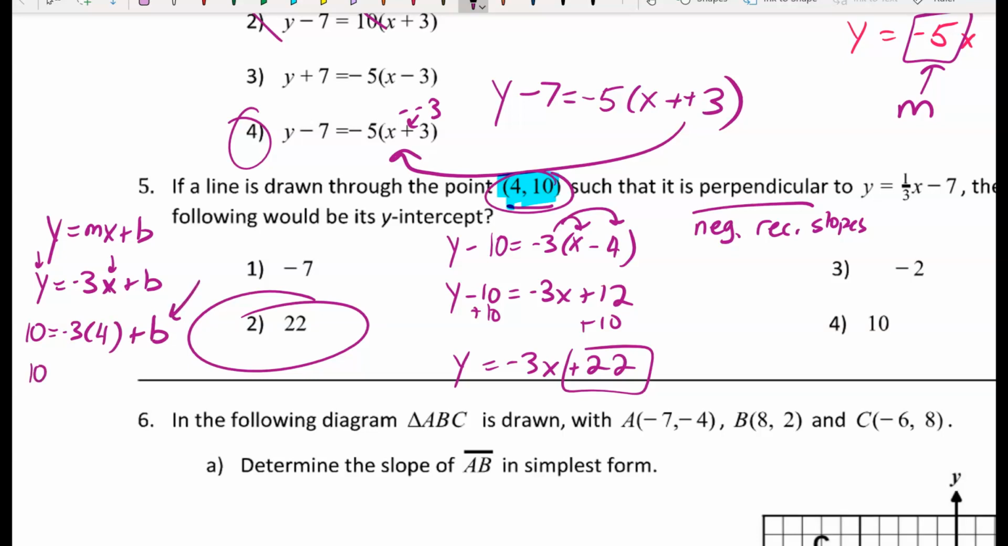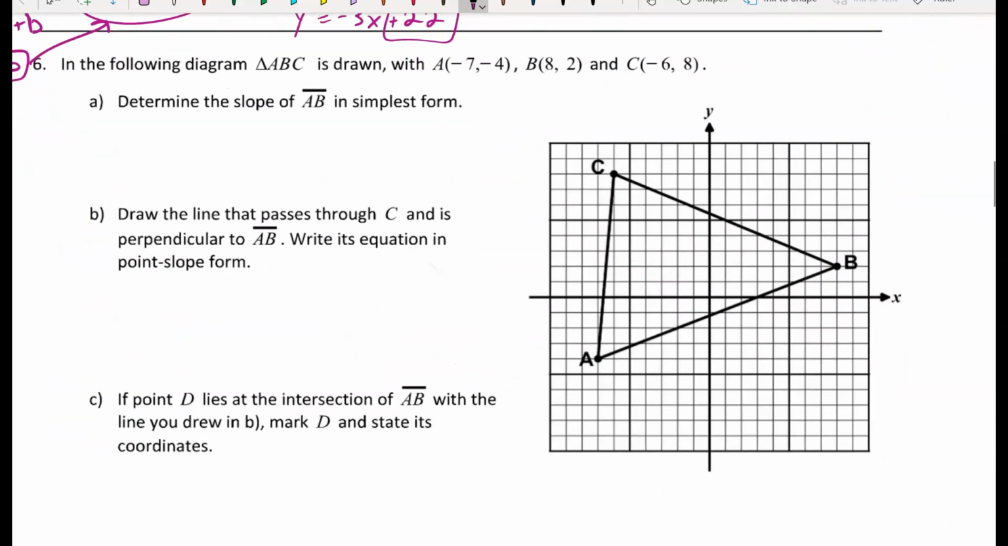So watch what happens. -3 times 4 is -12. And if I add that 12 to both sides, 10 plus 12 is 22, so my b value, or my y-intercept, is still 22. So either of those would be perfectly good strategies to find the y-intercept if I know a point that's on the line and the slope.